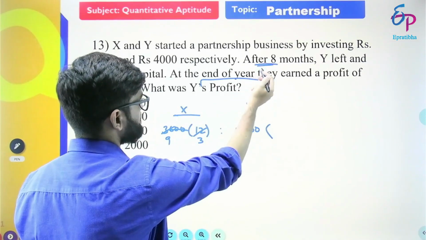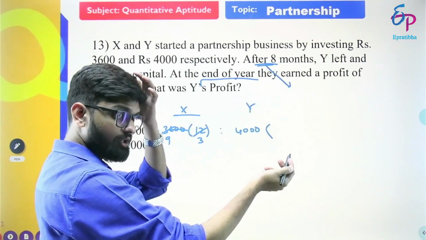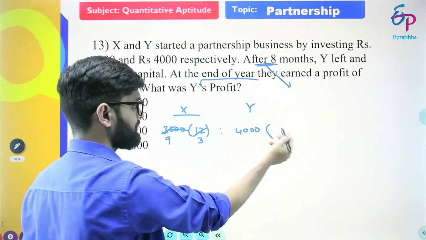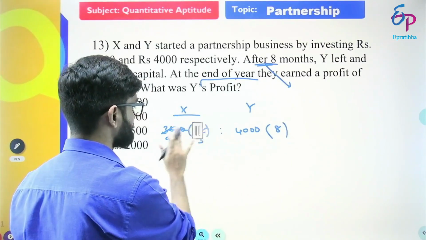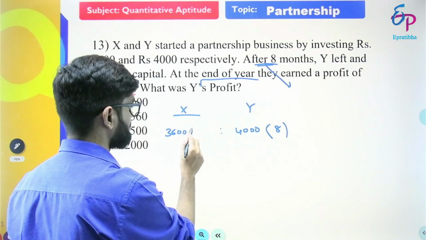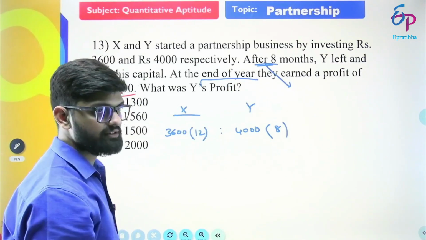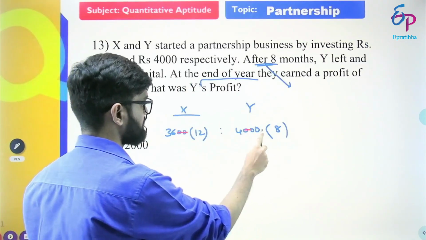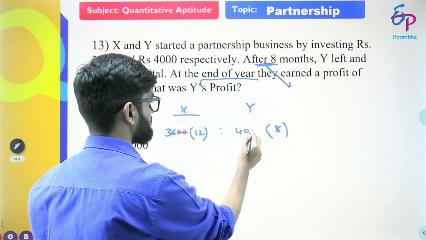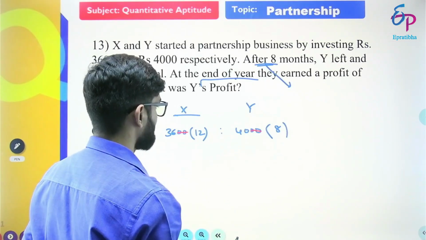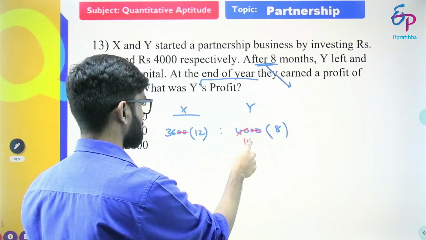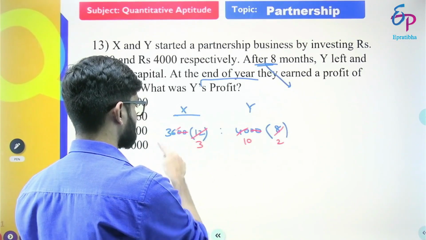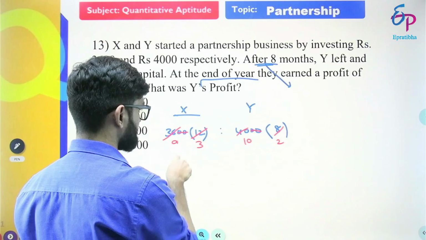The question says after 8 months, which means first 8 months he is there, but the last 4 months he is not there. So how many months is he there? 8 months. So this is 3600 into 12. Why am I not taking 12 minus x there? Because he is there only for 8 months now. So 2 zeros cancel. 4 tens, 4 threes, 4 twos, 4 nines. Okay.